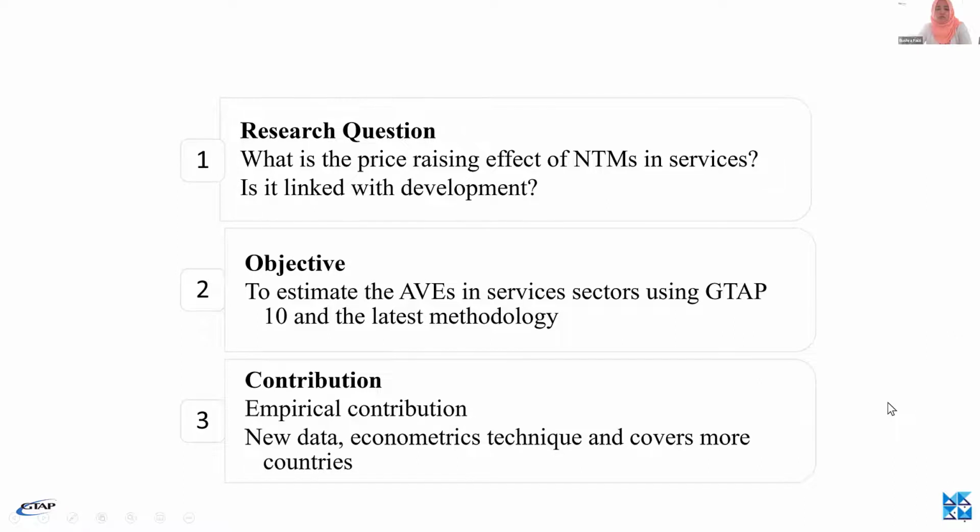So the contribution is, we are contributing to the limited empirical discussion of calculating the tariff equivalent of NTMs, specifically using the indirect approach, which we prefer over the STRI approach. And by doing so, we are covering more countries and extending the analysis to new sectors, which were not part of the previous GTAP database.